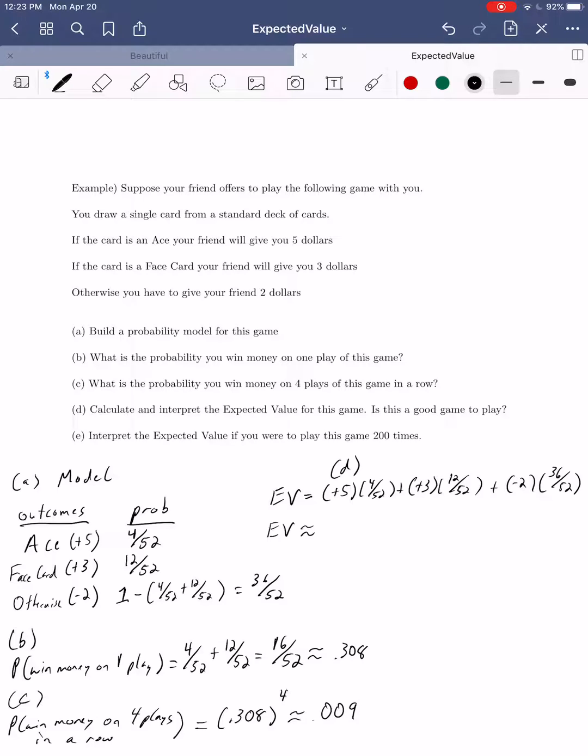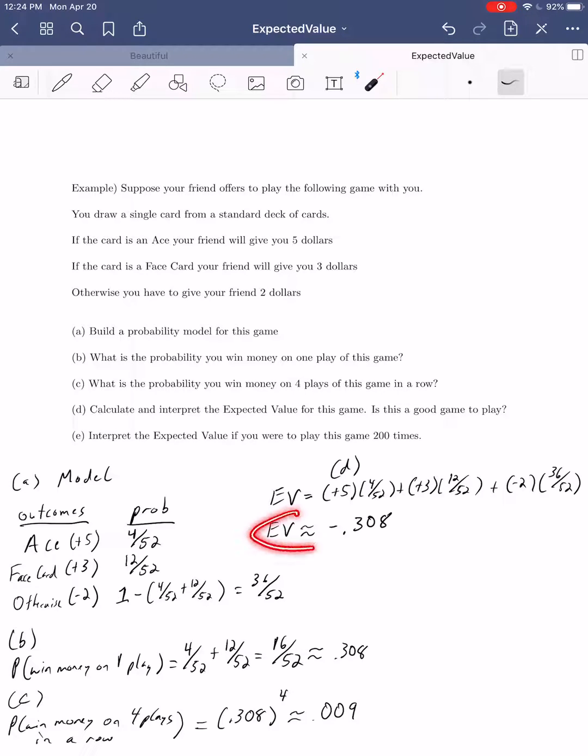So 5 times 4 divided by 52, and then plus 3 times 12 divided by 52, and then plus negative 2 times 36 divided by 52. Looks like that should come out to about negative 0.308. So there is our expected value here.